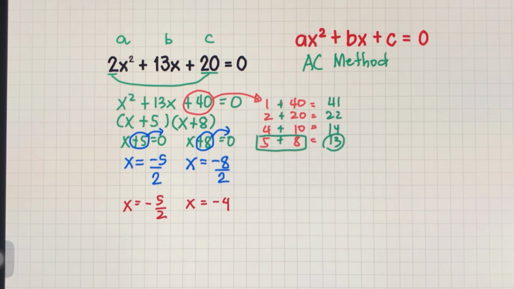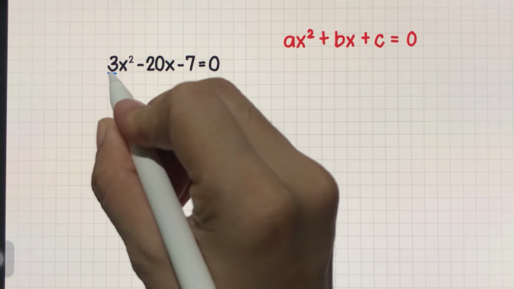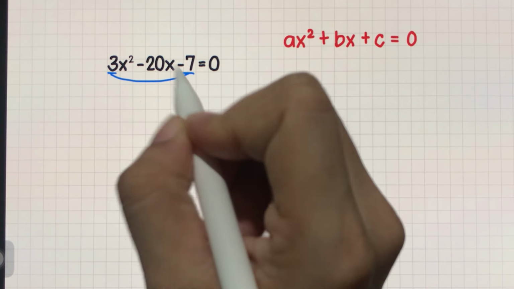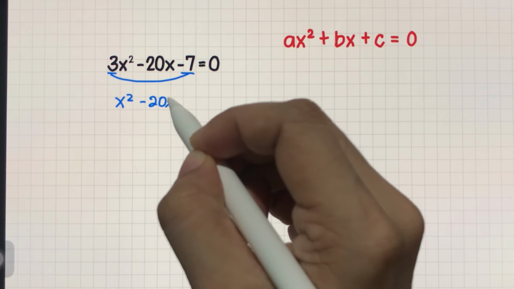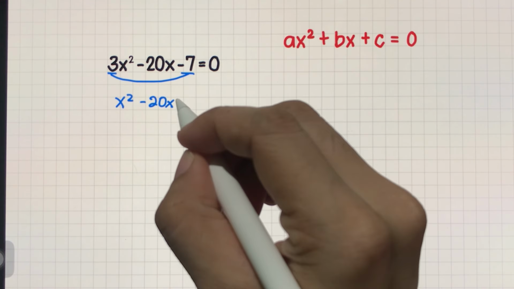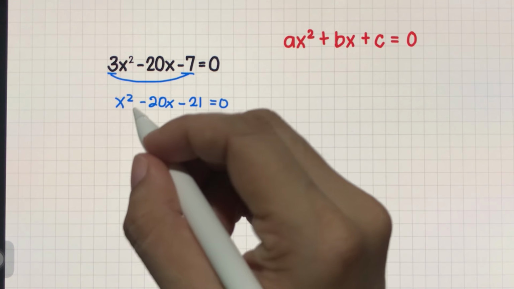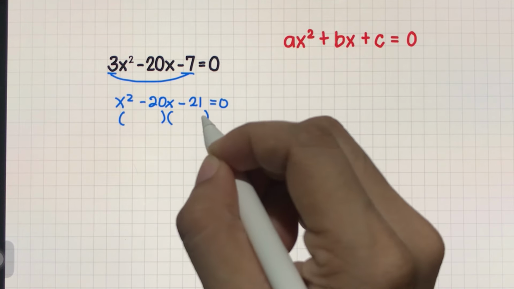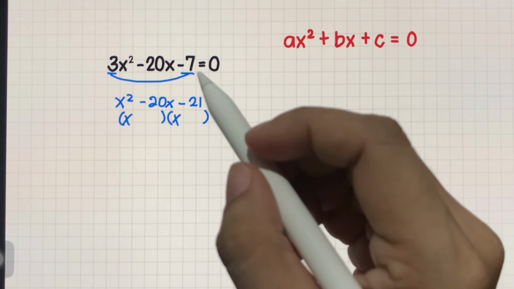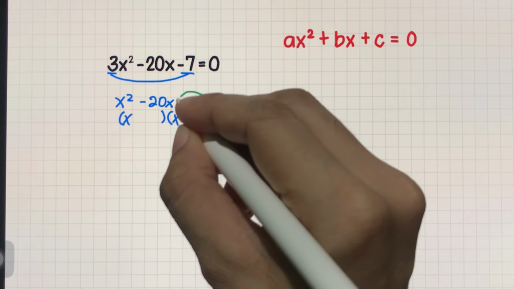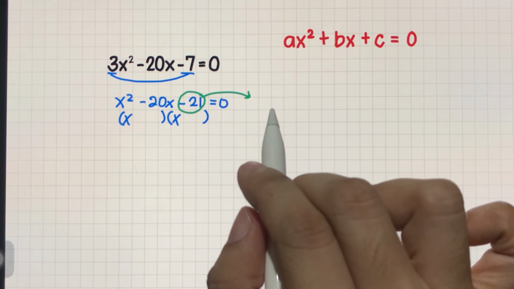Let's try it one more time. First step, we'll be multiplying the numerical coefficient to the constant negative 7. So it will be x squared minus 20x, and then negative 7 times 3, that's minus 21, equals 0. Now let us factor this quadratic equation. We'll have two binomials. First terms will come from x squared, that will be x and another x. For the second terms, we'll be getting the factors of negative 21. Since it's negative 21, it means that one of the factors is negative.